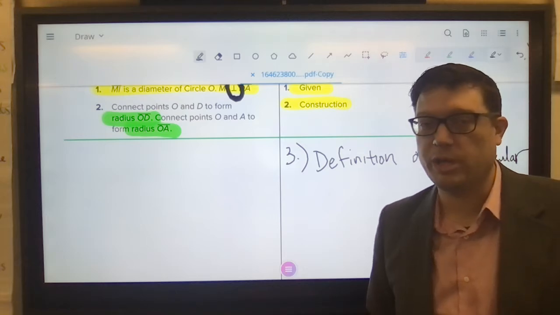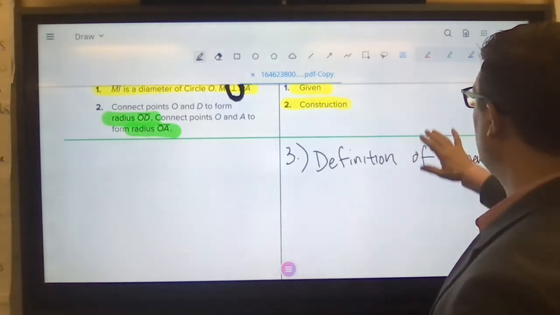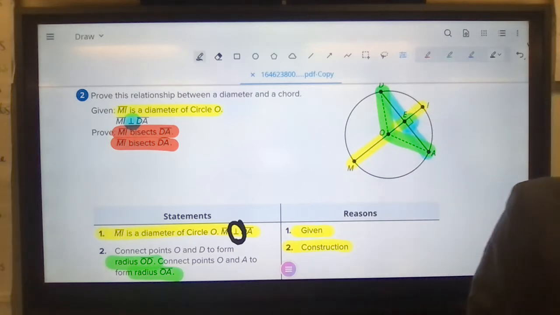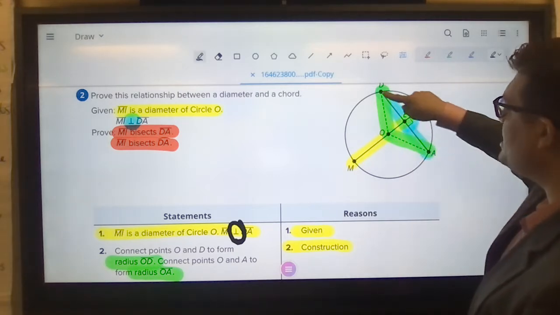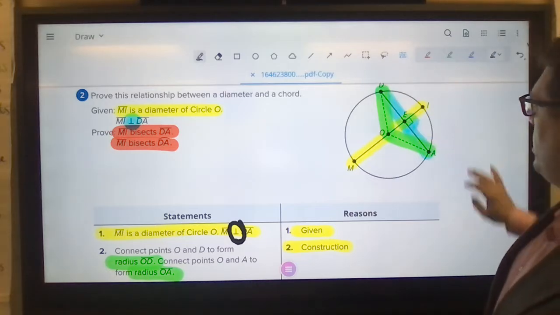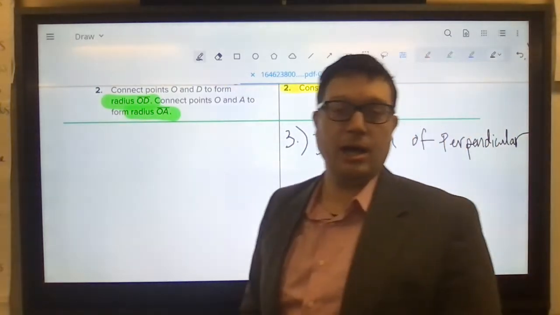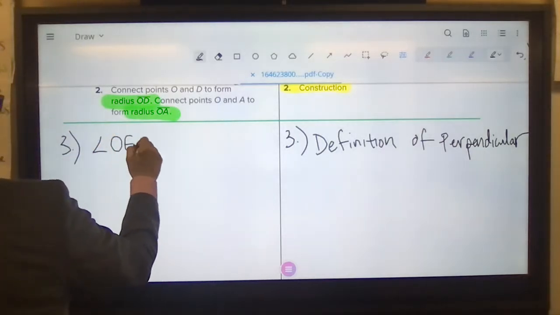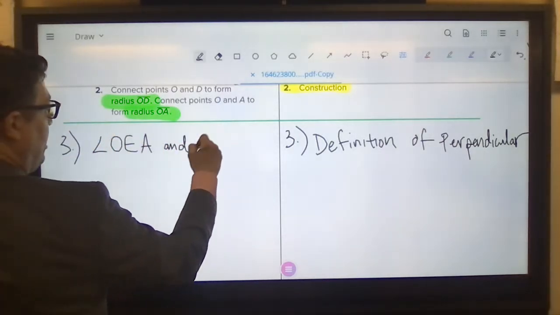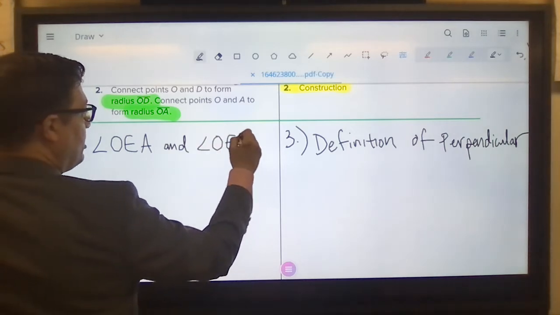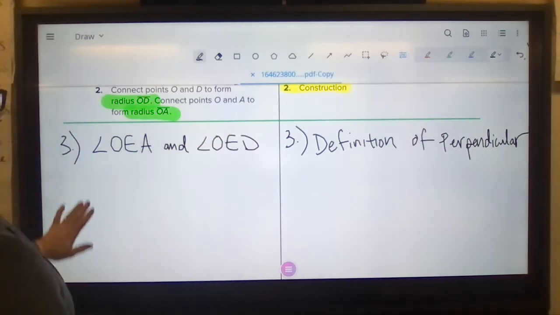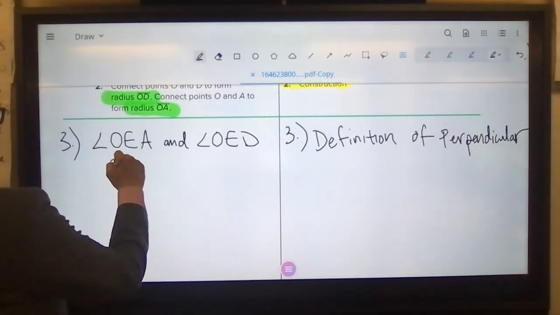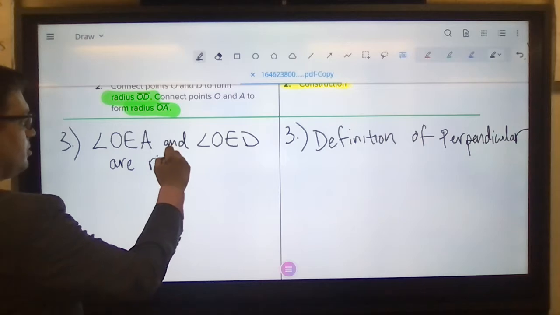What's actually created as perpendicular? Let's take a look. So we'll look back up here. This angle right here, in fact, I'm going to choose angle OEA and angle OED. OD and OA. Angle OEA and angle OED. Yeah, that's right. Are right angles.